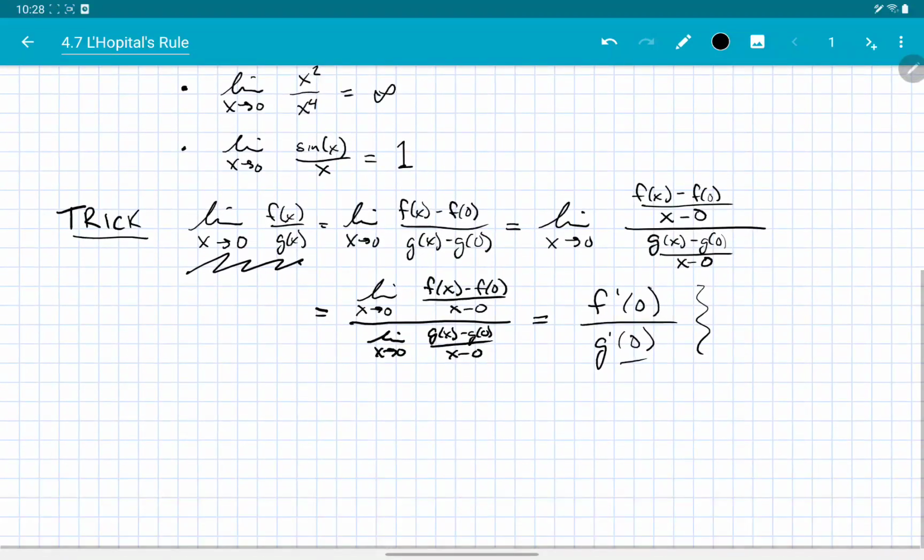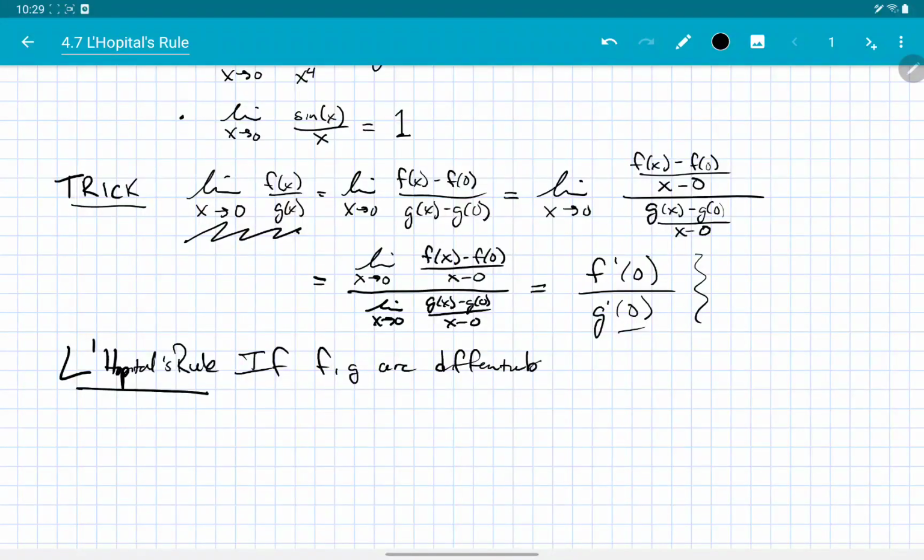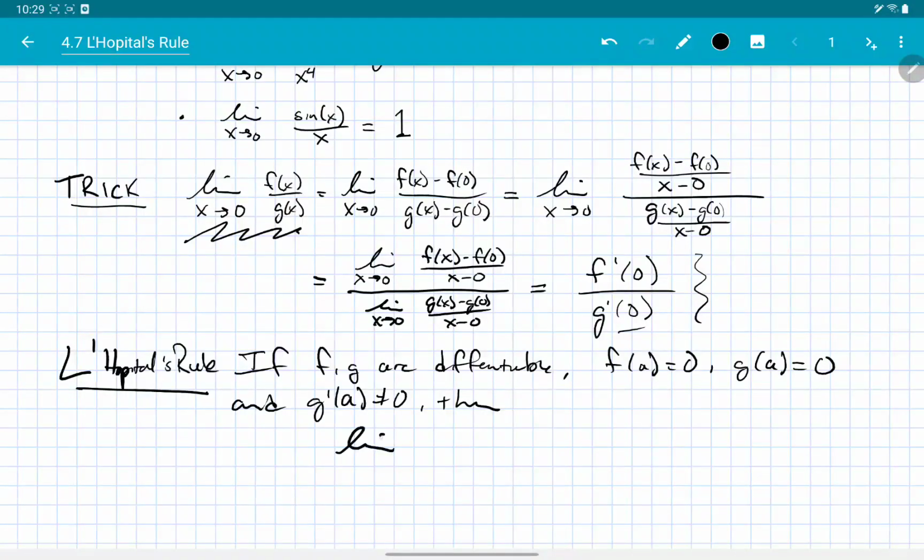Okay, so let me write down what L'Hopital's rule is, right? This trick helped us see how it works. If f and g are both differentiable, f at some point a is 0, g at the same point a is 0, and g prime at a is not 0, then the limit as x approaches a of f of x over g of x is equal to f prime at a over g prime at a.